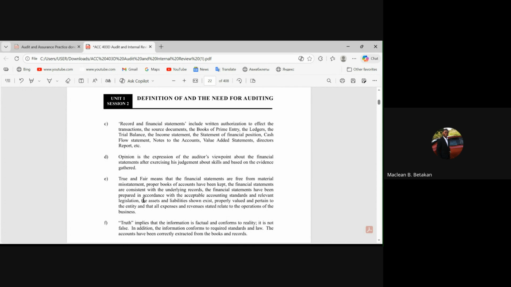So the material misstatements, that's what you are saying. Nobody should go and quote the auditor that the auditor said they are free from errors or free from mistakes. No, we are saying they are free from material misstatements. Something is said to be material if the absence or presence of it is likely to change the decision that you would have taken.